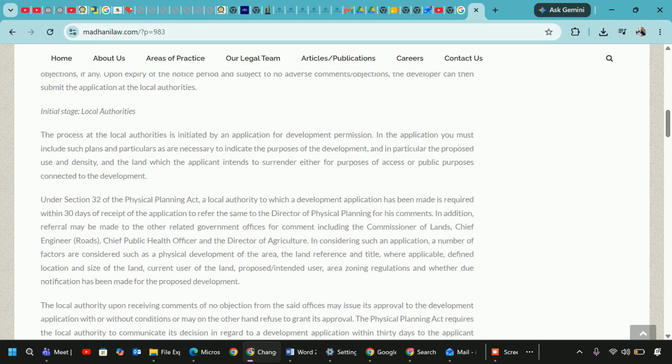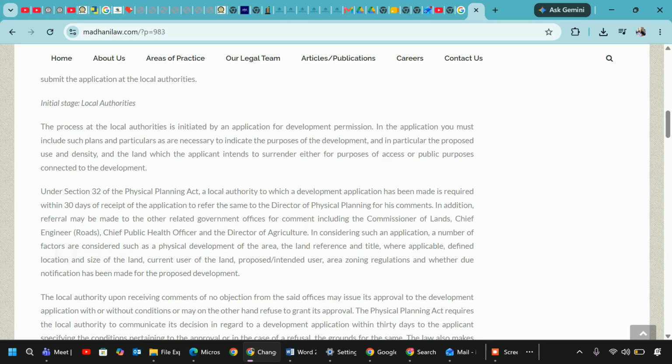Under Section 32 of the Physical Planning Act, a local authority to which a development application has been made is required within 30 days of receipt of the application to refer the same to the Director of Physical Planning for his comments. So this is where now students start being confused.